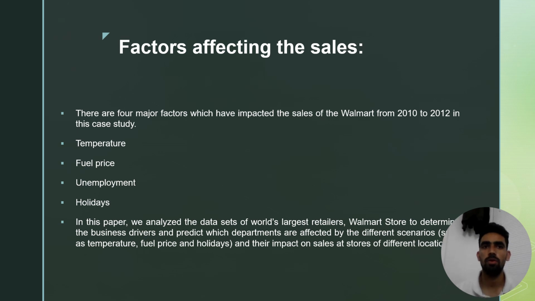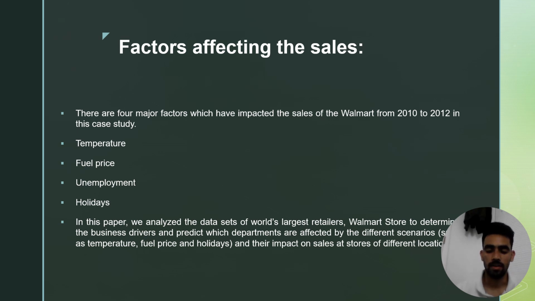There are four major problems which have reduced Walmart's product profit size: temperature, fuel price, unemployment and holidays. These are the main four factors which have impacted. In this research, I have analyzed the data sets of the world's largest retail company, to determine the business drivers and predict how all the departments are affected in different scenarios.